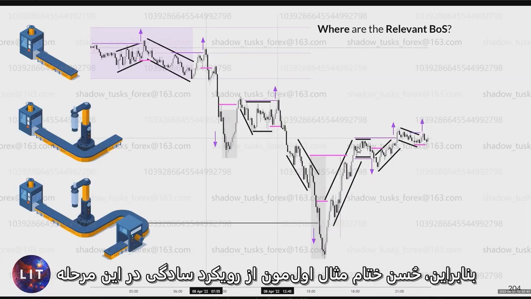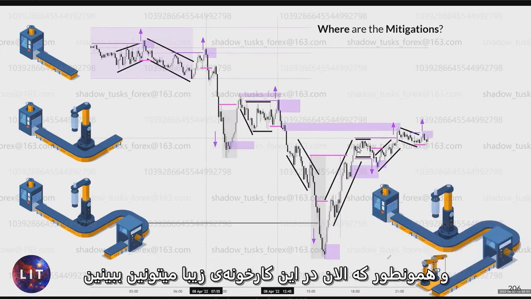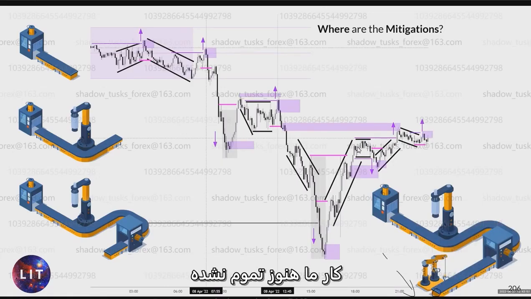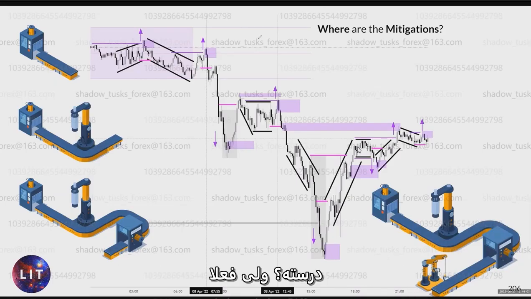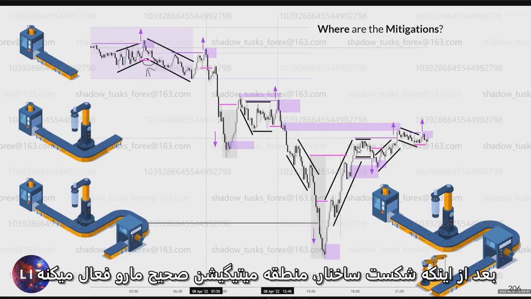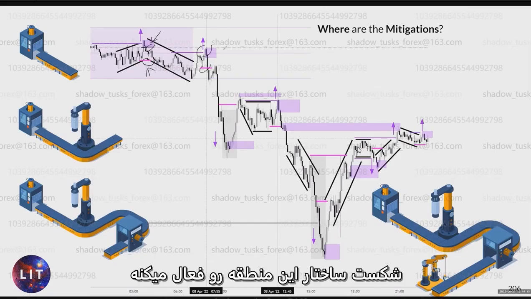So to finish our first simplicity example, at this stage, where are the mitigations? Boom. And as you already can see here in this beautiful factory, it's not over yet. It's definitely not over yet. Okay, we will extend this factory much more, right? But for now, where are the mitigations? What is the price? After the break of structure, activates our proper mitigation zone, gets tapped in. Lovely trade, right? After this inducement, break of structure, activates the zone, missed.